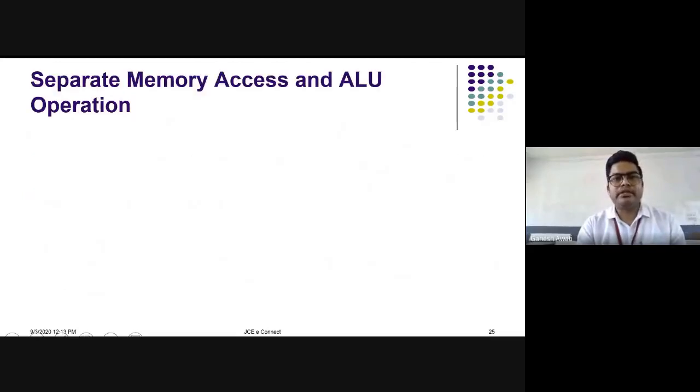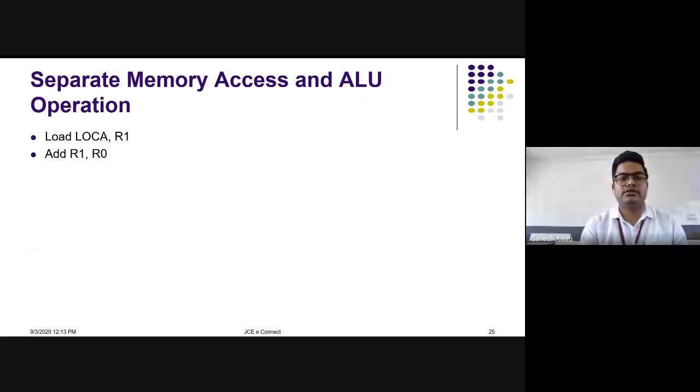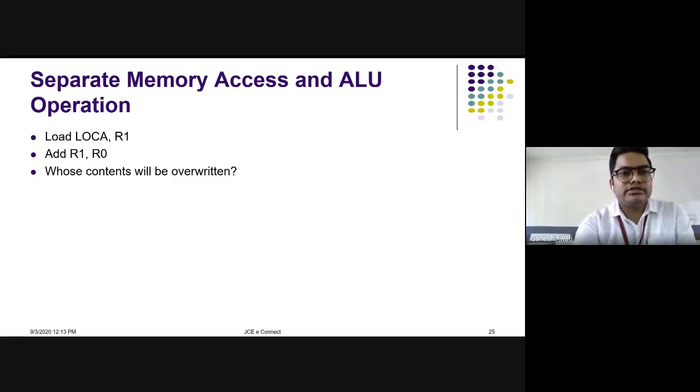So separate memory access and ALU operations. Another form of operations is separate memory access and ALU operations. Here we'll discuss this. The first instruction is LOAD, which is the memory access instruction. LOAD means: load the content of this location into R1.